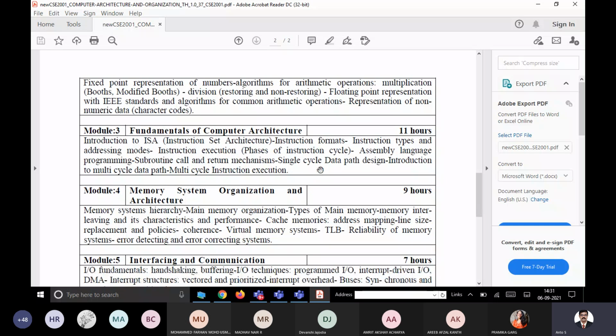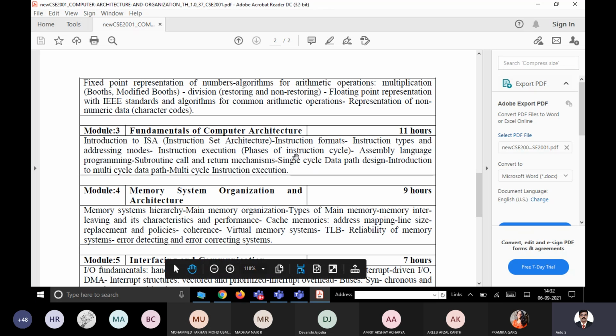Come to the third module. Third module, up to subroutine call and return mechanisms. I have already talked about this, how it is called, what is the use of program counter and stack pointers. What is the use of program counter? It is a register in which the address of the next instruction which is going to be executed will be stored. That is called the program counter. It will help a lot while performing this subroutine. Anyway, I will teach you in the next class.